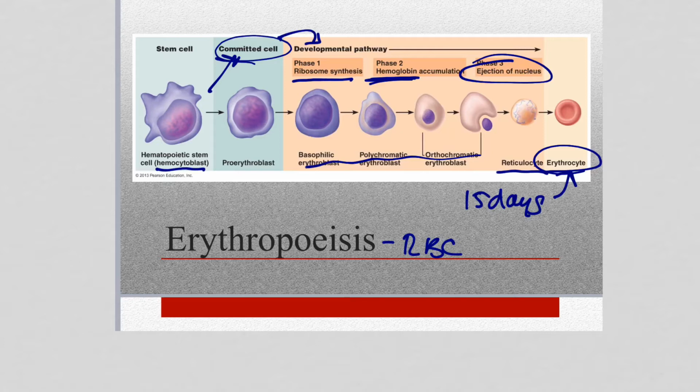Erythrocytes have a very short lifespan. They live on average about 120 days. Basically, because they don't have a nucleus, they have a short lifespan.